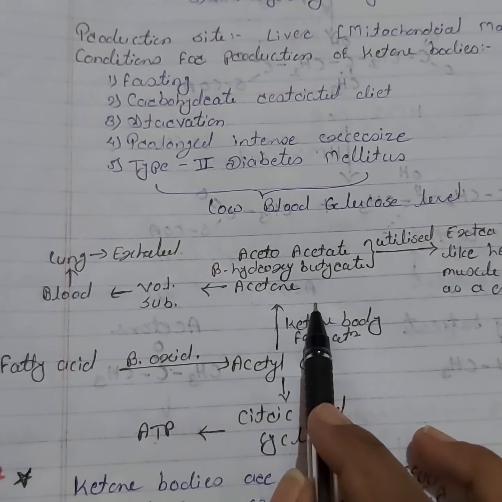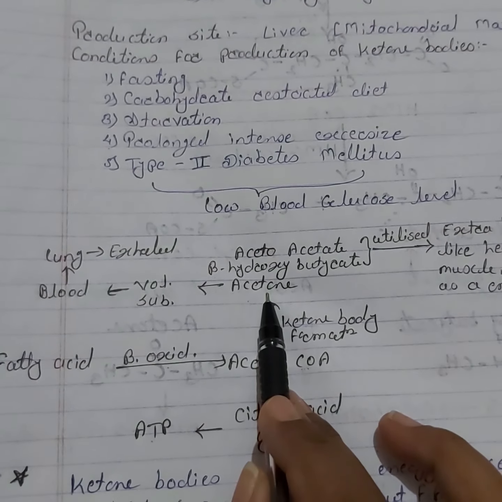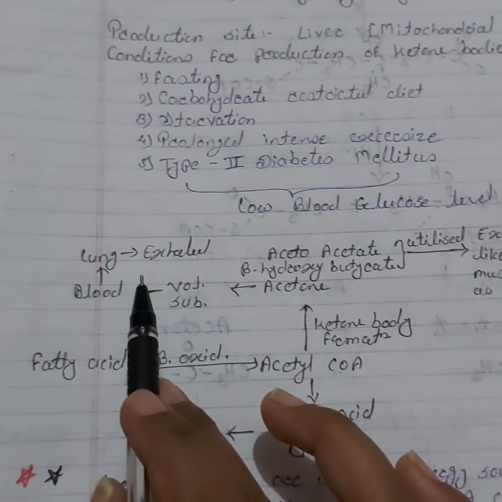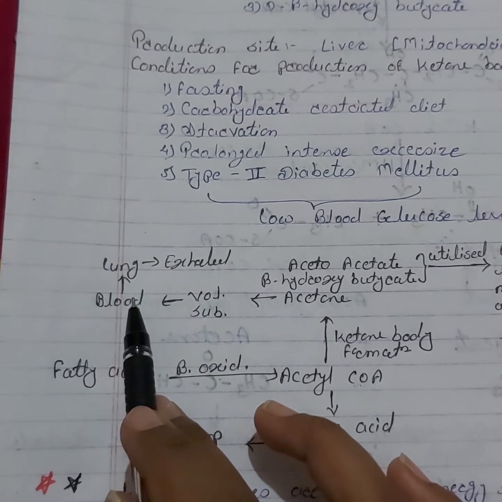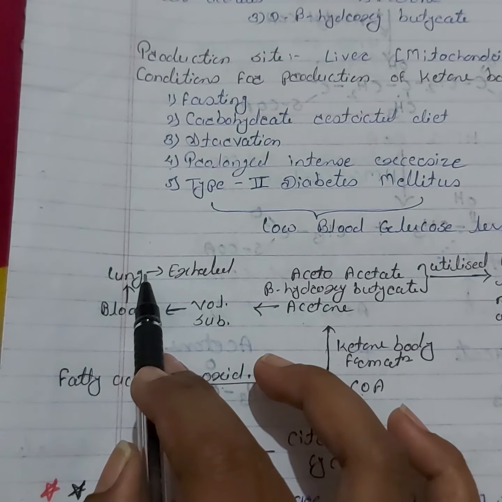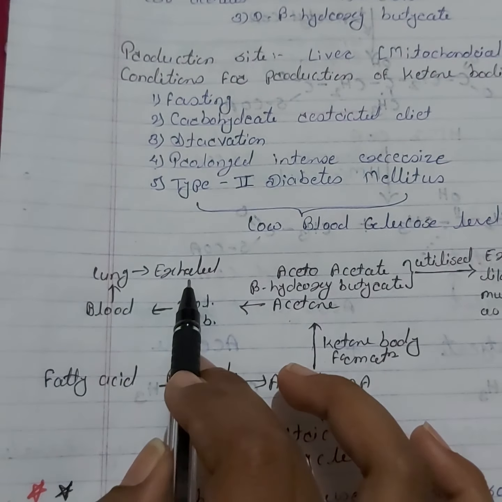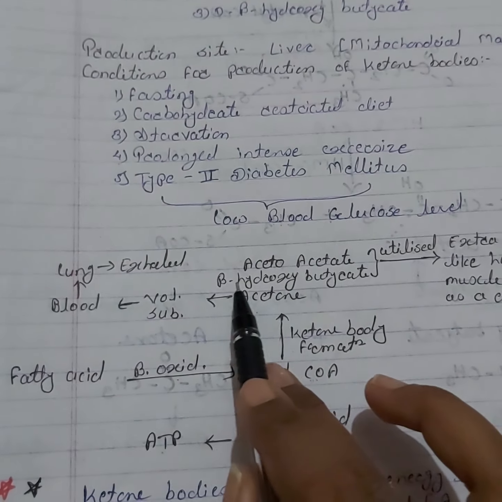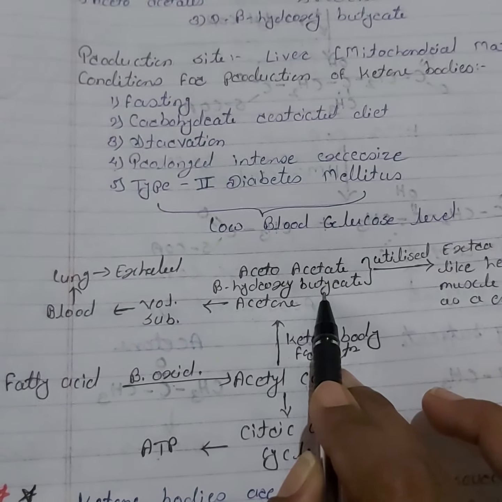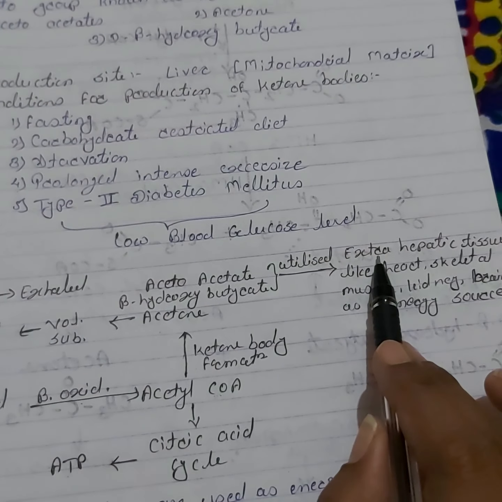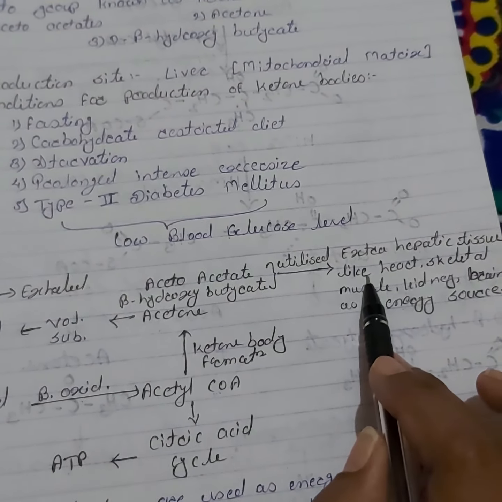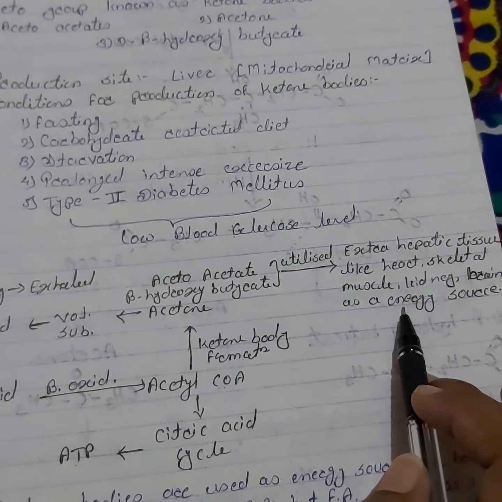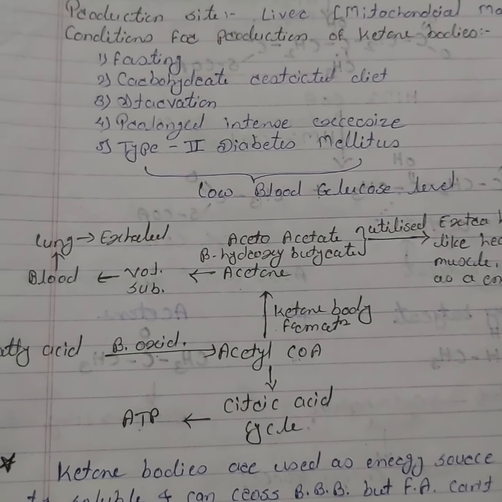Out of these three molecules, acetone is a volatile substance which cannot be metabolized by the body. Hence, it will enter the blood, from blood it will reach the lungs, and from the lungs it will be exhaled. The first two ketone bodies, acetoacetate and beta hydroxybutyrate, will be utilized by extrahepatic tissues like the heart, skeletal muscles, kidney and brain as an energy source in replacement of glucose.